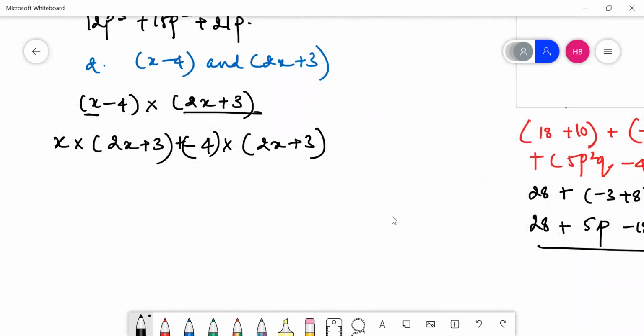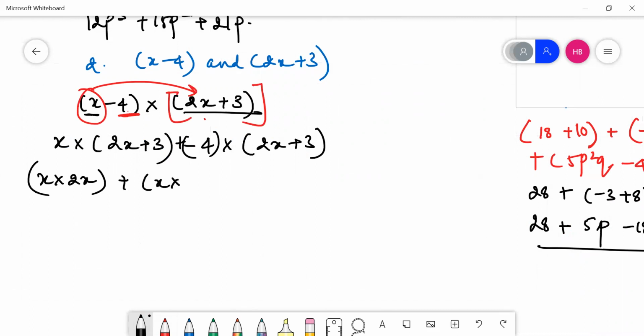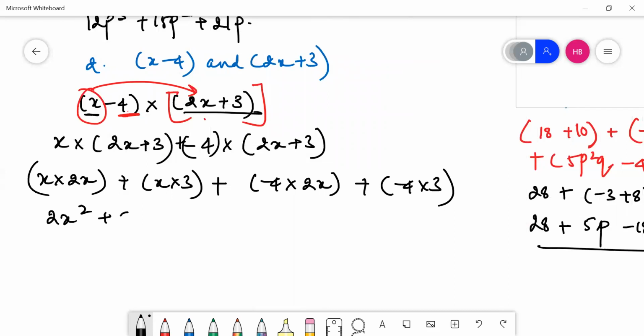So first term of the first algebraic expression getting multiplied with the entire second algebraic expression, and the second term of the algebraic expression getting multiplied with the entire algebraic expression. Now just simplify it, apply the distributive property: x into 2x plus x into 3 plus minus 4 into 2x plus minus 4 into 3, which will give me 2x square plus 3x minus 8x minus 12.